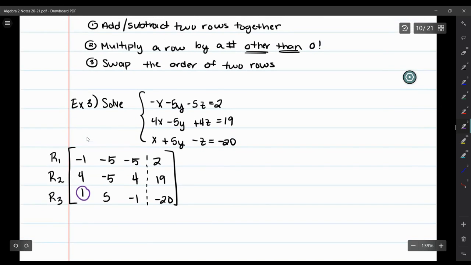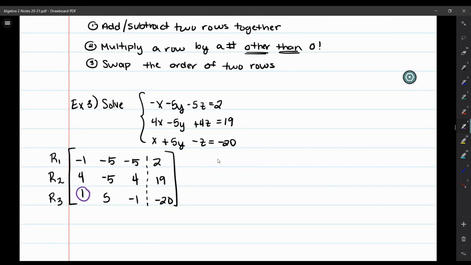The first thing we're allowed to do is add or subtract 2 rows together. And I see that in row 1, if I need this spot to be a 0, I need to add a negative 1 to it. Well, there's a negative 1 right here. So in order to make that 1 a 0, I'm going to have to take row 1 and add it to row 3. And that'll give me a new row 3.